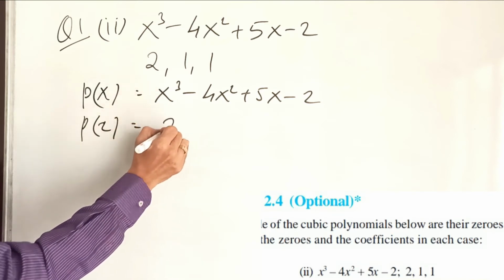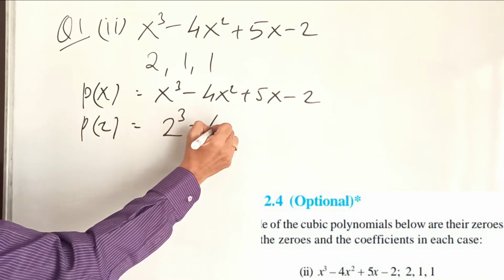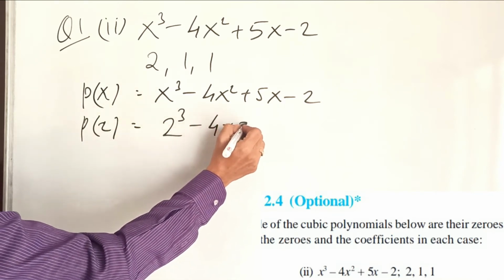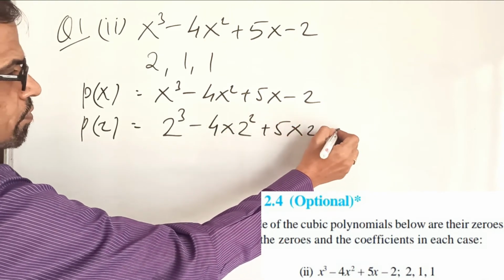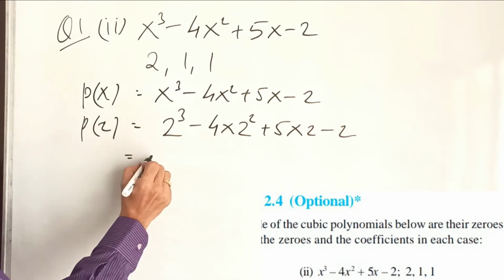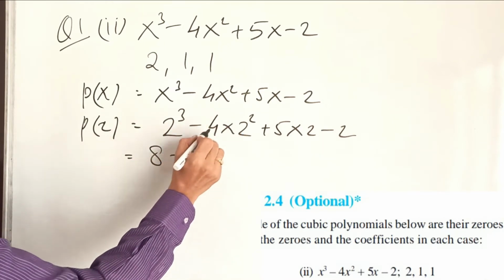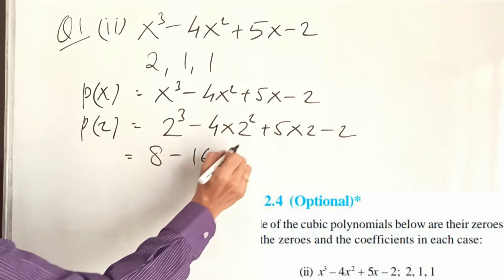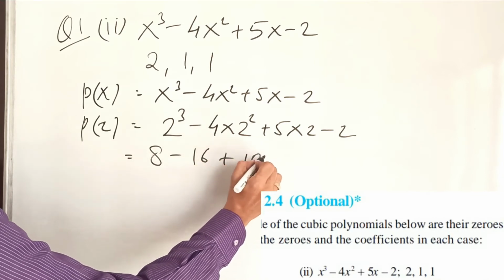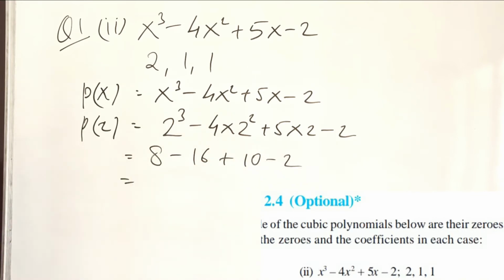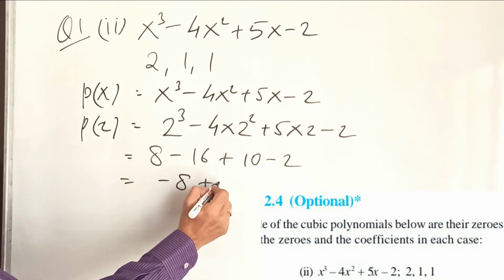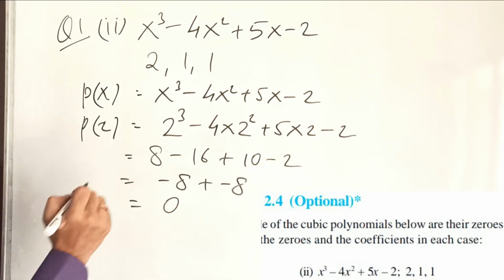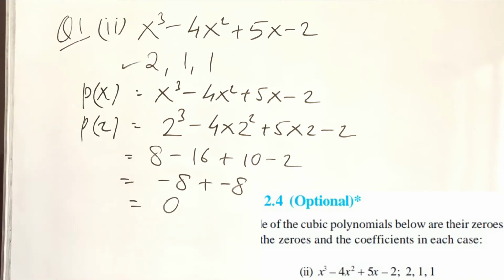So in place of x I am putting 2, then 2 cube minus 4 into 2 square plus 5 into 2 minus 2. So it will be 8, and this is 4 into 4 is 16, plus 10 minus 2. Okay student, so 8 minus 16 plus 10 minus 2, this is coming 0. So it is verified, this is a zero.